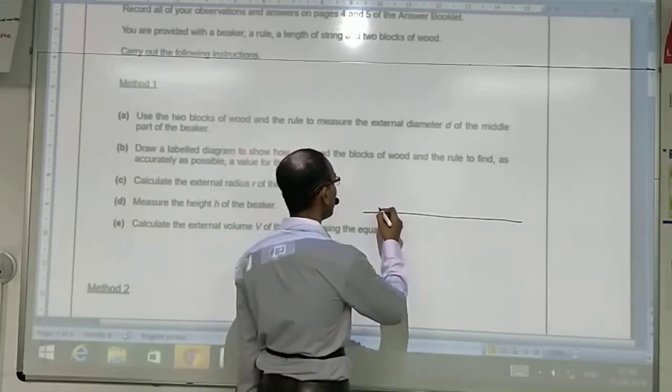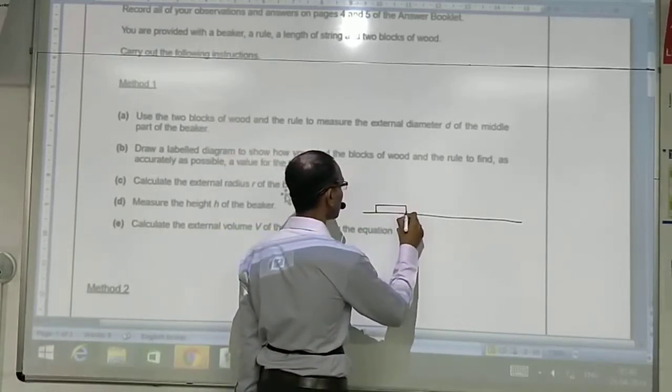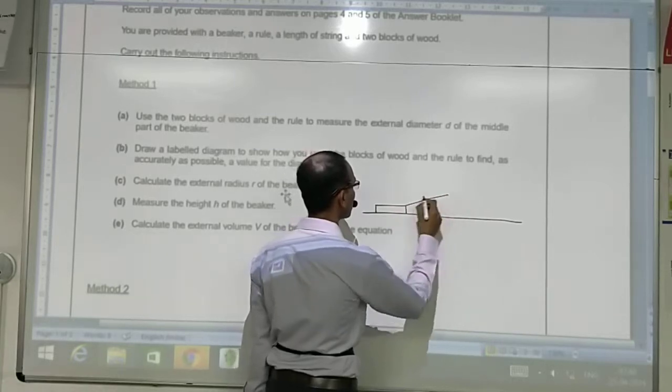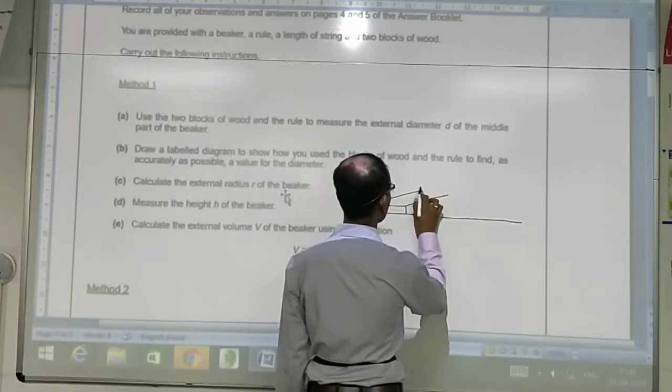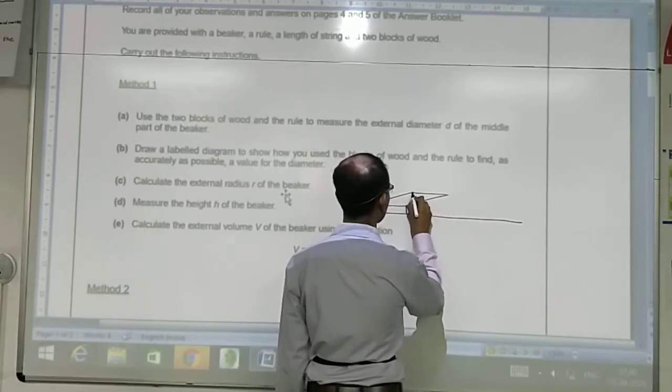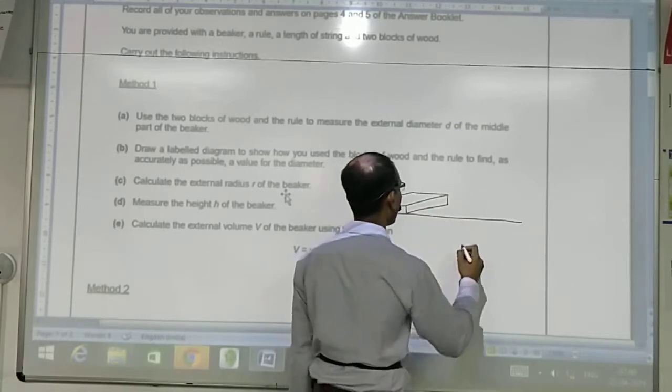Okay, so now what we do is, suppose this is the block, first block. And then you have the second block.